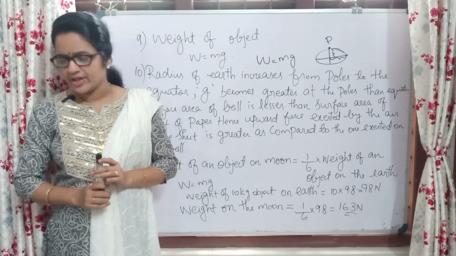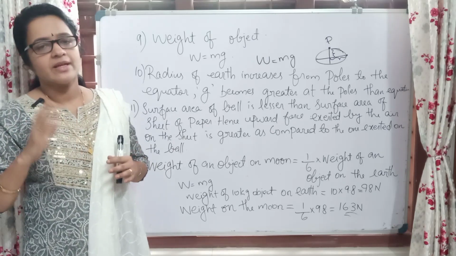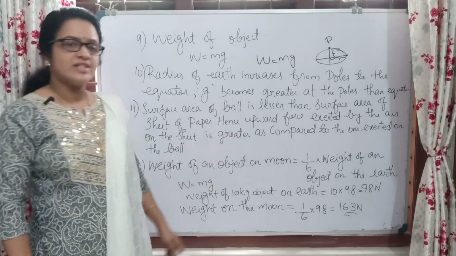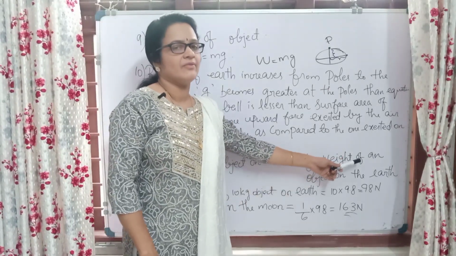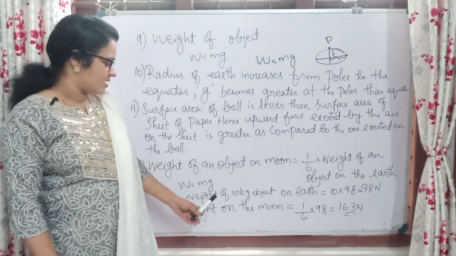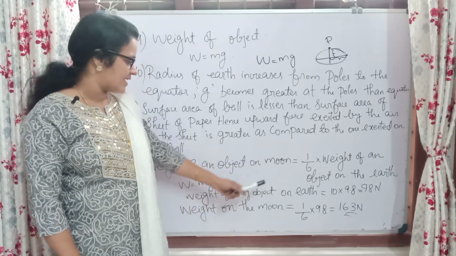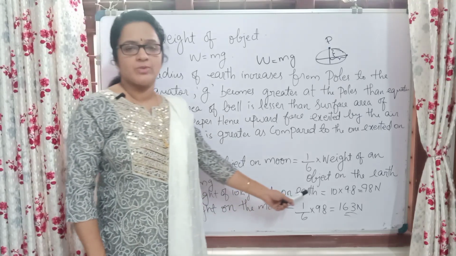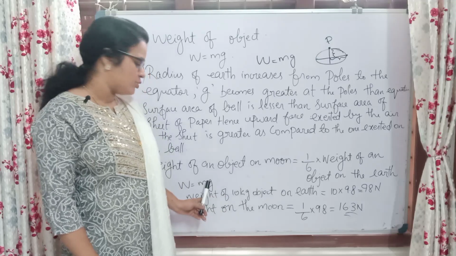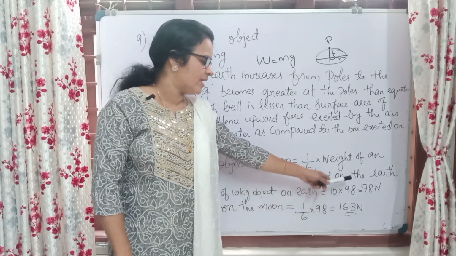That is our question. So here we have to calculate the weight of that 10 kilogram object on earth and on moon. How can we calculate? Here we know that the weight of an object on moon is equal to 1/6 the weight on earth. The mass is given as 10 kilogram. Then what will be the weight of the object on earth? W is equal to M into G. So M is 10 into G is 9.8, so that will be 98 Newton.